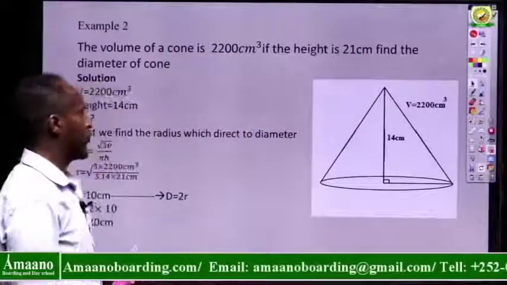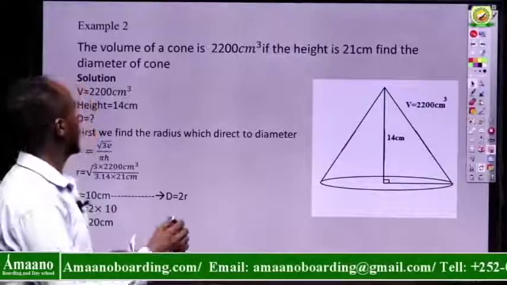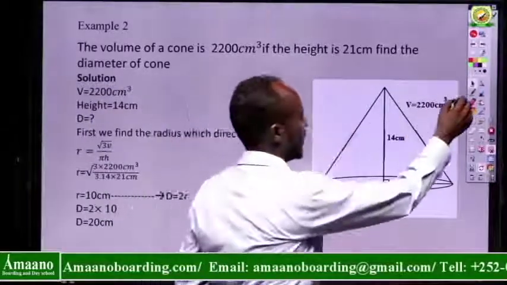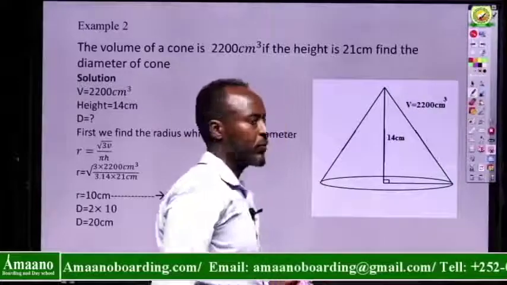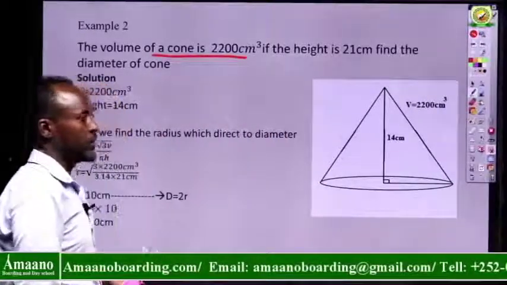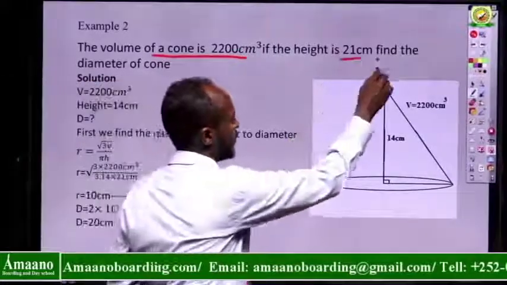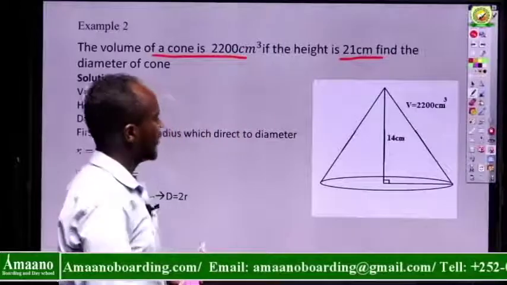Okay, from this question we have the volume and also the height. Look here, what are we given and what are we asked to find? Here we have the volume of a cone as 22,000 centimeter cubed. Also we have the height.